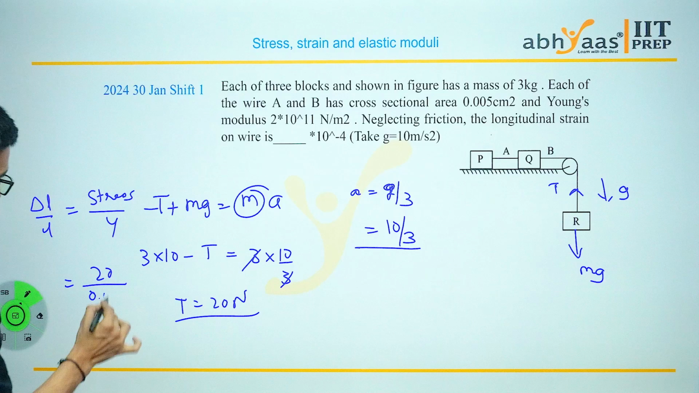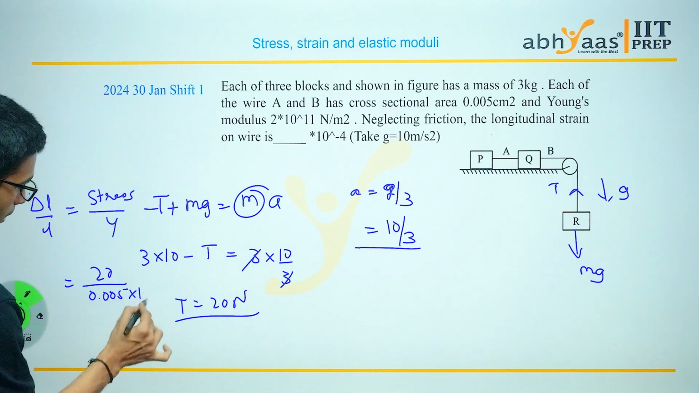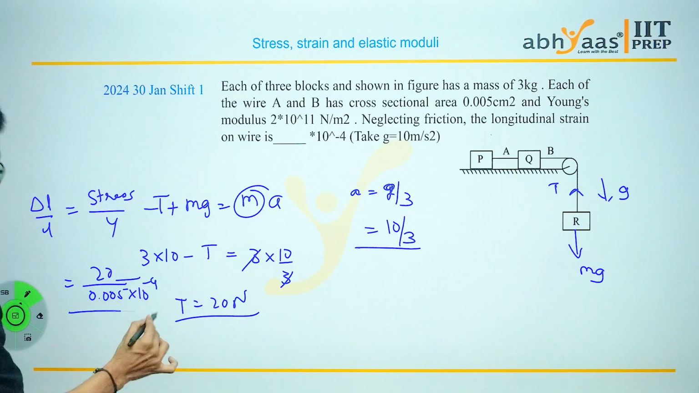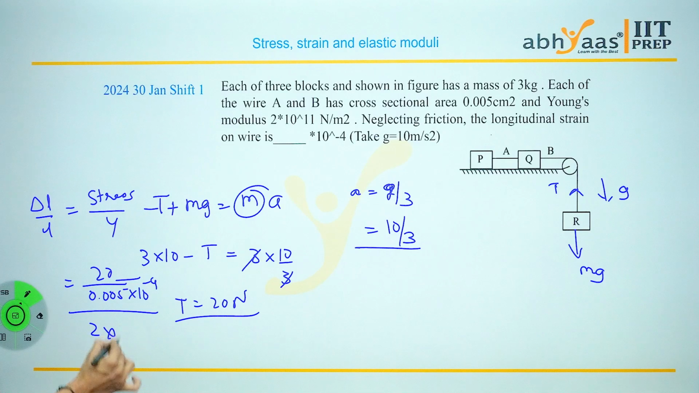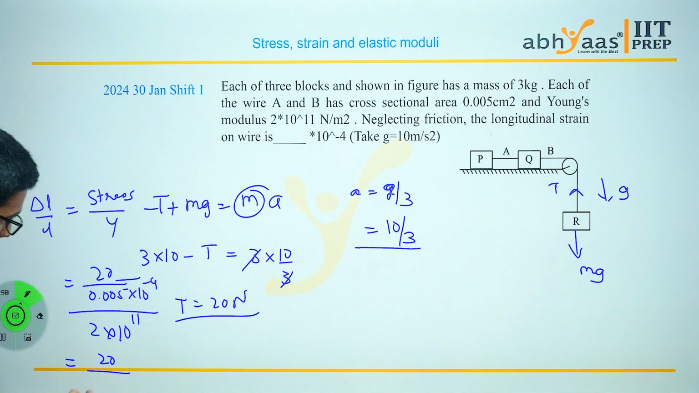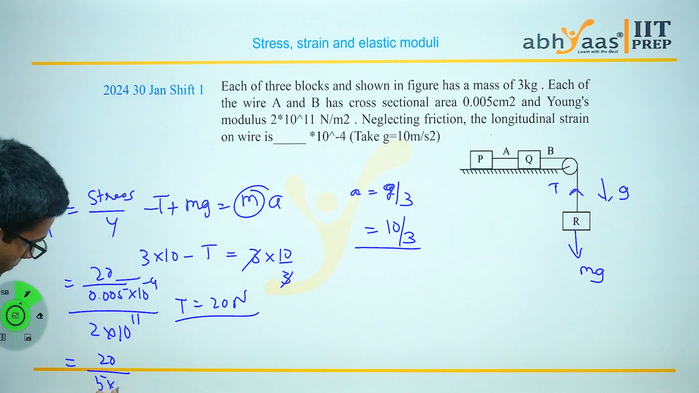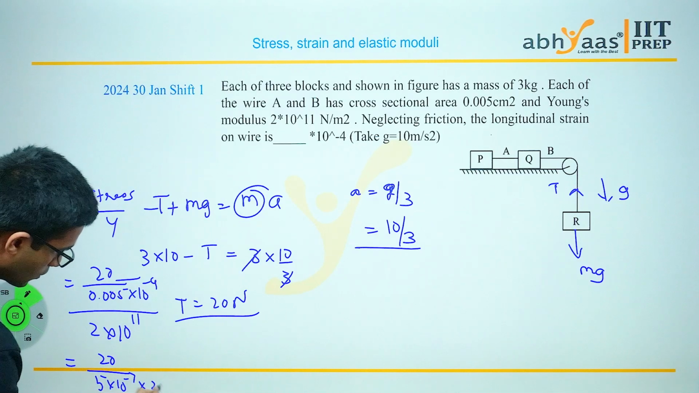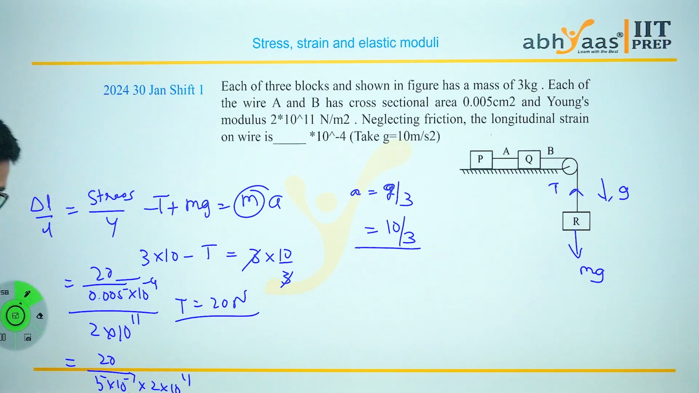Area is 0.005 into 10 power minus 4. You just write the Y value, 2 into 10 power 11. Okay, you just try to calculate this one. So what will you get? Here how many things are there? 5. Okay, 20 by 5 into 10 power minus 7 into 2 into 10 power 11.